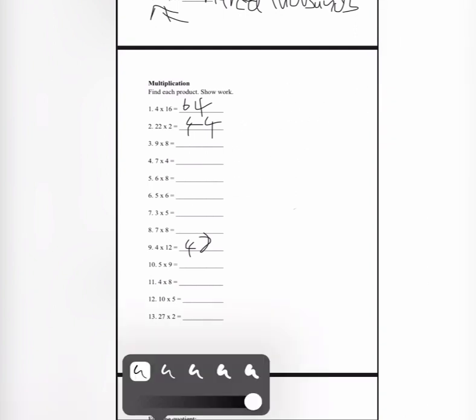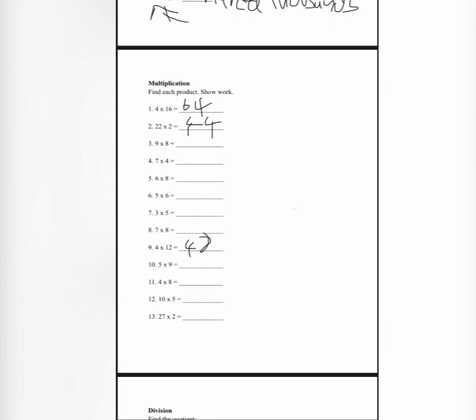And let's do number 10. Number 10 is 5 times 9. 5 times 9 is 45. And number 11 is 4 times 8. 4 times 8 is 32. And number 12 is 10 times 5. 0 times 5 is 0. There is no number. And 1 times 5 is just 5. So number 12 answer is 50.